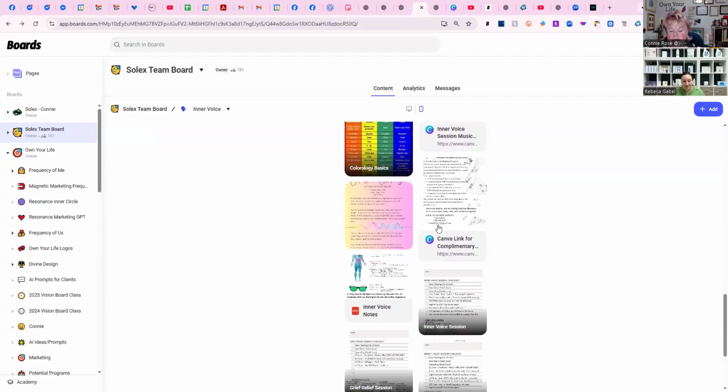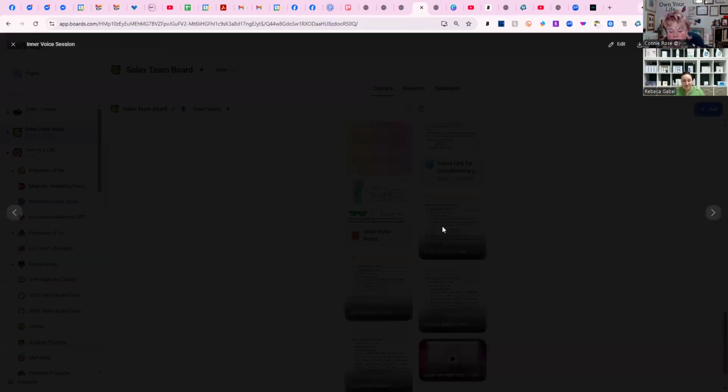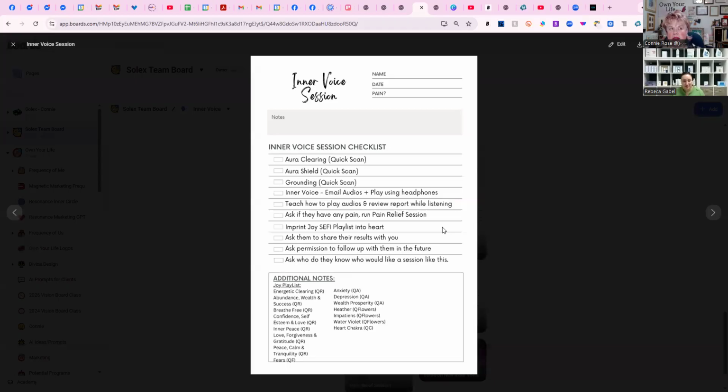Now, I will say, since we have InnerVoice 3.1, it doesn't talk about both systems yet, but it's the same thing. We clear, we shield, we ground. We do InnerVoice, we email the audios, they play using headphones, all that's the same. Teach them how to play the audios and review all, we just did that.